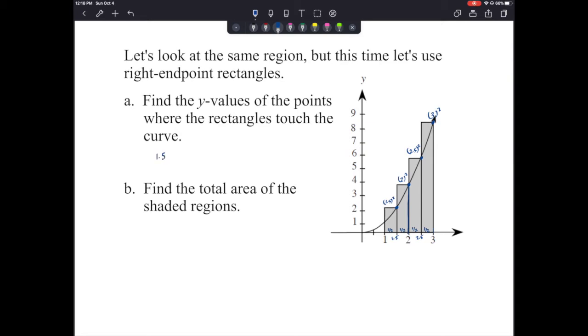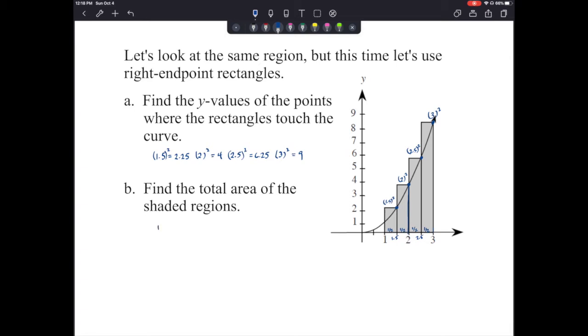So notice these are a lot of the same values we just had in the previous problem. This would be 2.25. The next one was 2 squared, which is equal to 4. Then we had 2.5 squared, which is equal to 6.25. And then 3 squared is going to equal 9. Those are the heights of each of the rectangles now. And again, we can do just like we did in the last one. Each one has a base of 1/2.